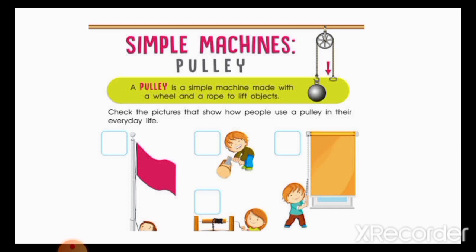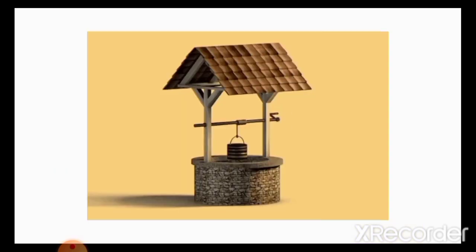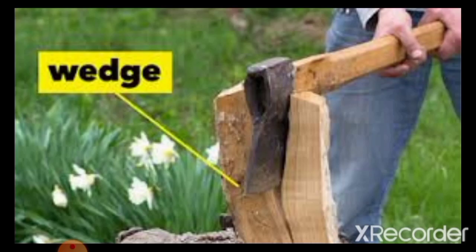So the next is pulley. A pulley is a simple machine that is made up of a wheel and a rope used to lift up objects. Examples are flag poles, cranes, window blind, cable cars, and so many others. So a practical, real life example is when you are getting water from the well. This has been used in getting water from the well.